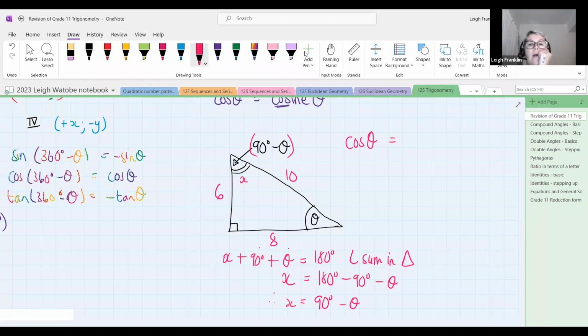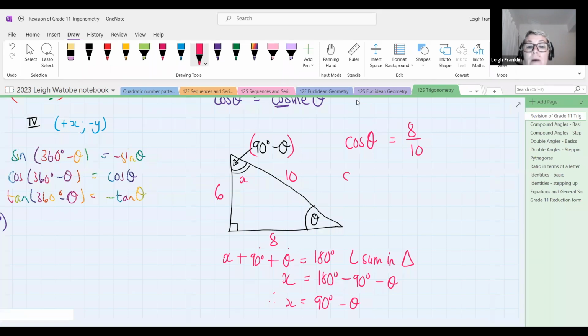There we go, 8/10. Good, well done. Okay, so in baby language, using SOHCAHTOA, adjacent over hypotenuse. Perfect, right? Now let's change our reference point, okay?